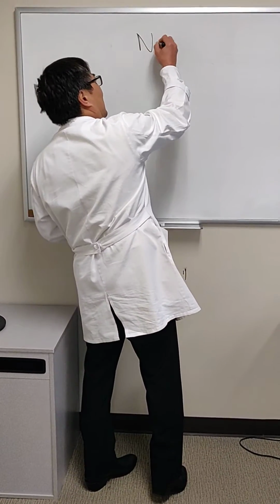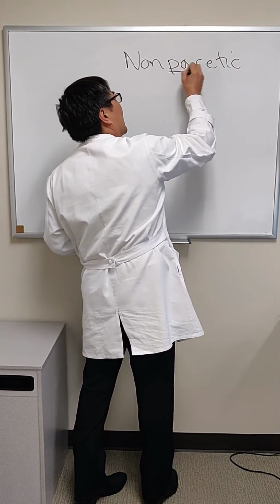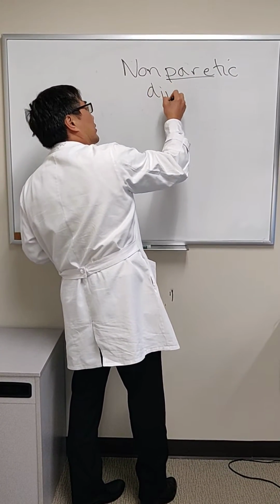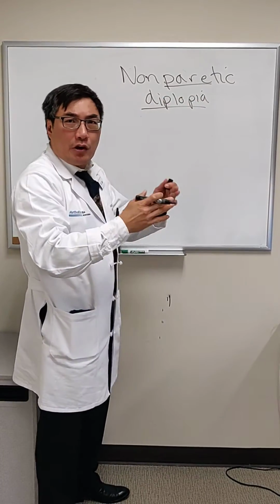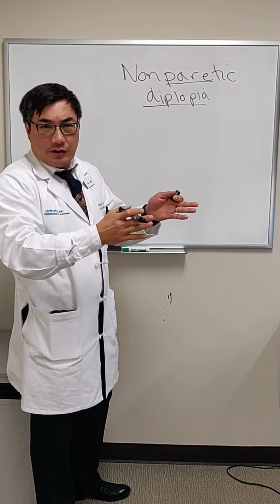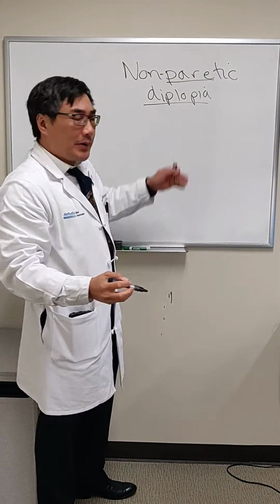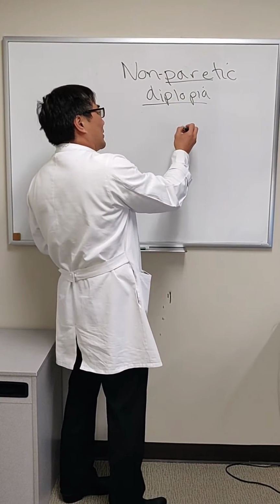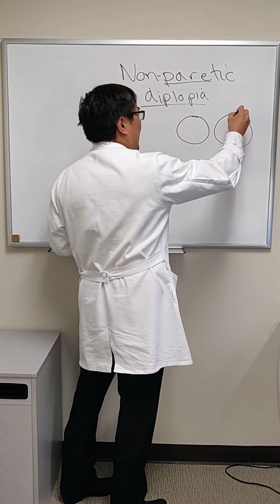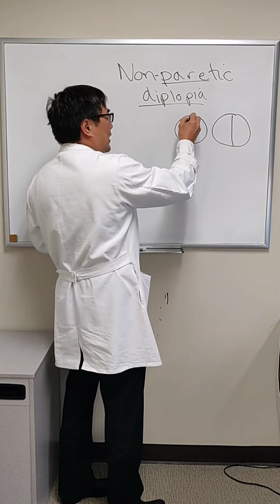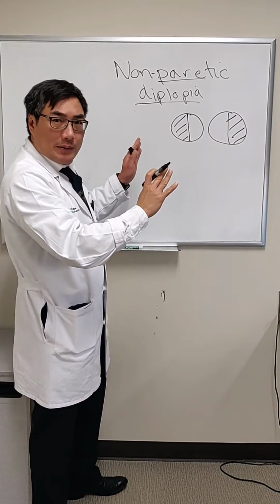So today we're going to be talking about non-paretic diplopia, and that is a very counterintuitive subject because basically you have double vision, but you don't have any weakness of any muscle or nerve. It's a non-paretic, no weakness diplopia. The prototype for non-paretic diplopia is patients who don't have overlapping field, and the classic example is patients who have a pituitary tumor who have a bitemporal hemianopsia.